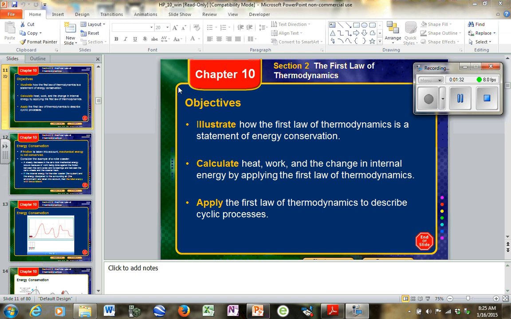If you go back to your handouts and look at page 7, next to the definitions for isovolumetric, isothermal, and adiabatic, I've written in the conditions and how that applies to that formula. Secondly, calculate heat, work, and the change in internal energy by applying the first law of thermodynamics.